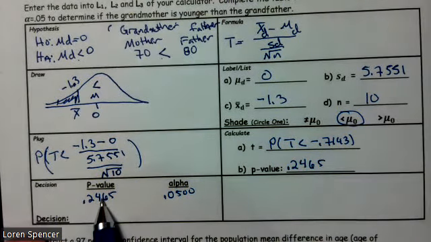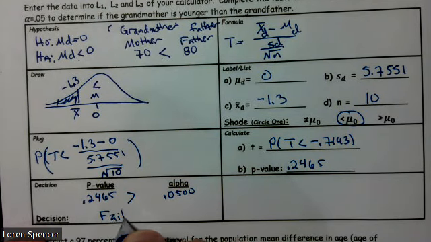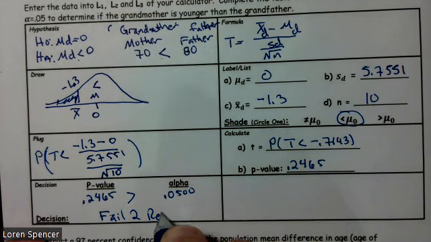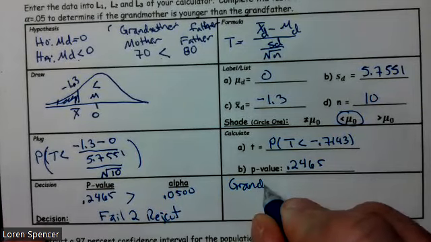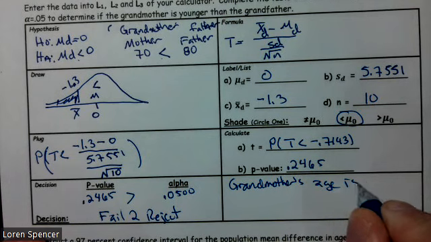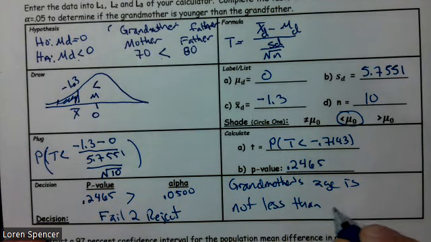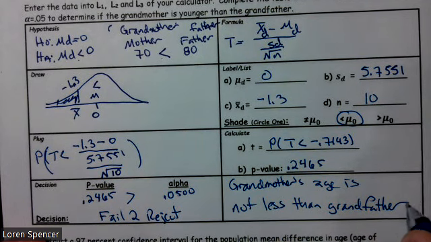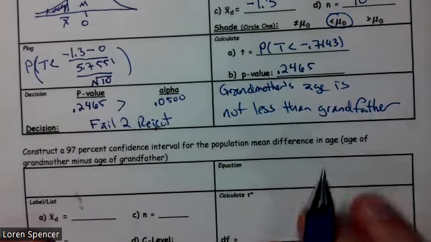So 0.2465 is greater than 0.05. So our decision is we're going to fail to reject. So grandmother's age is not less than grandfather's. That would be basically what we would conclude. It also says construct a 97% confidence interval.